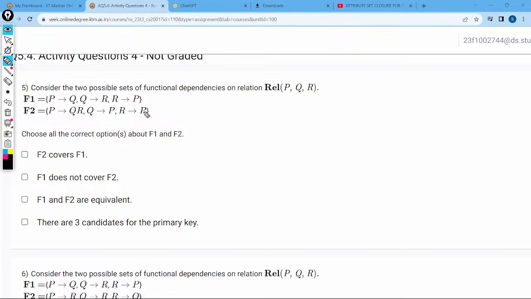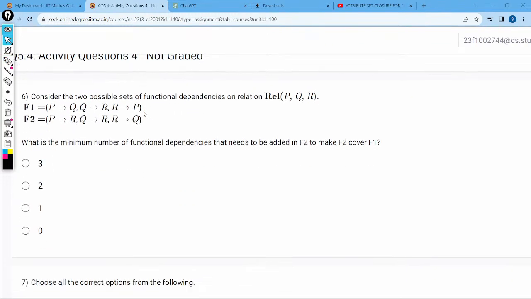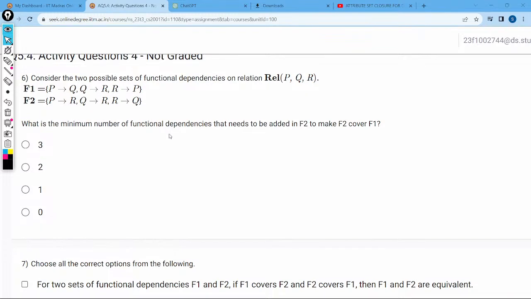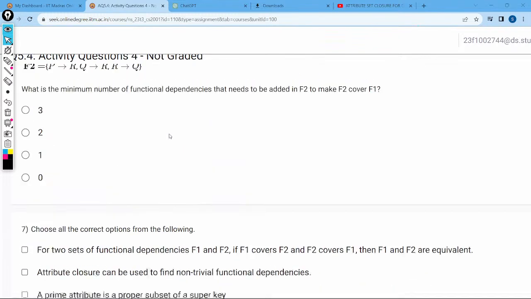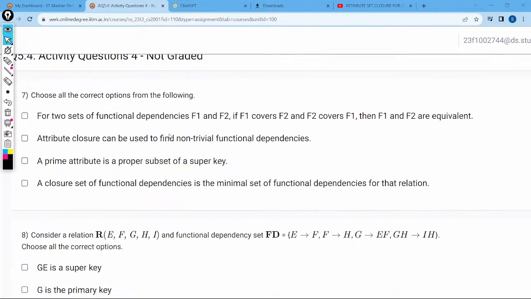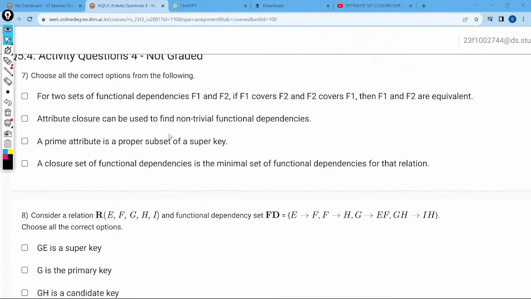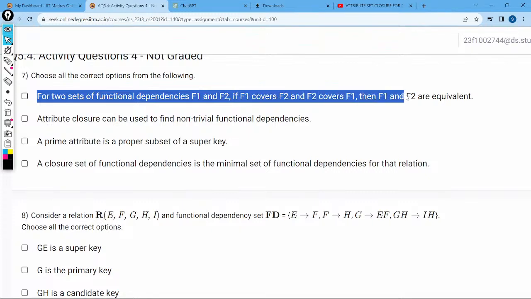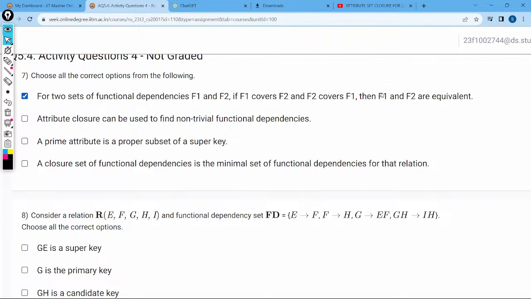Let's move on to another question and return to this question later on. We will cover this question at last. Choose all the correct options from the following. For a given two sets of functional dependencies, if F1 covers F2 and F2 covers F1, then F1 and F2 are equivalent. Yes, this is true.